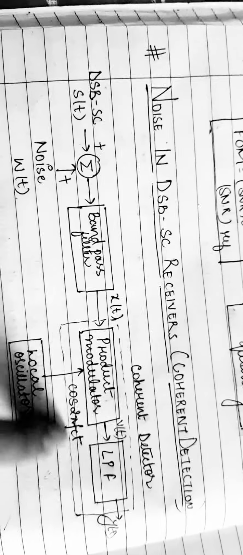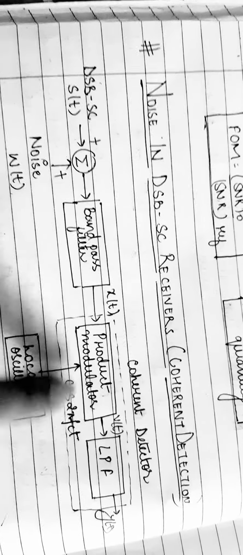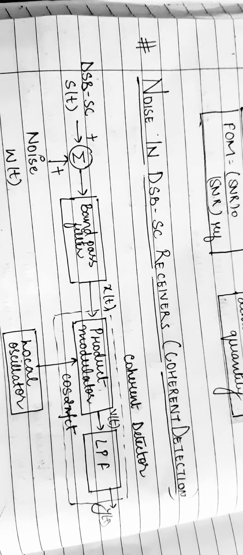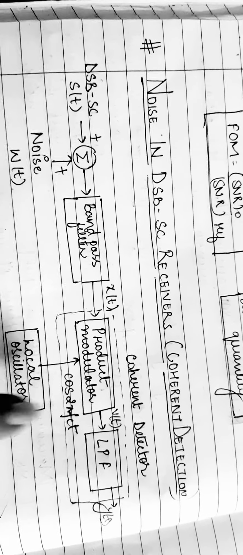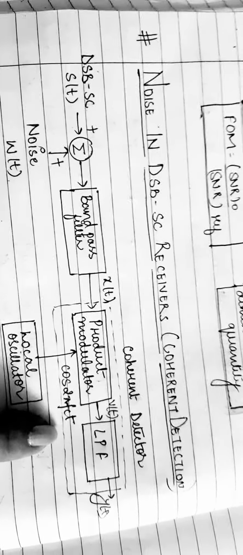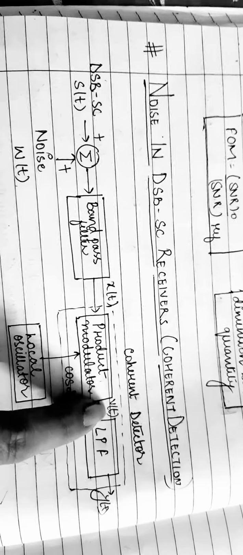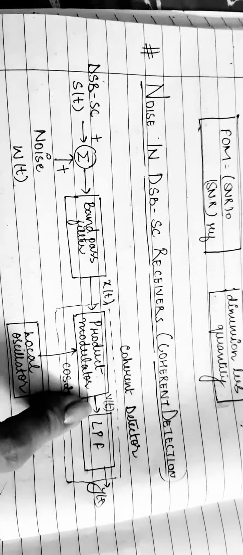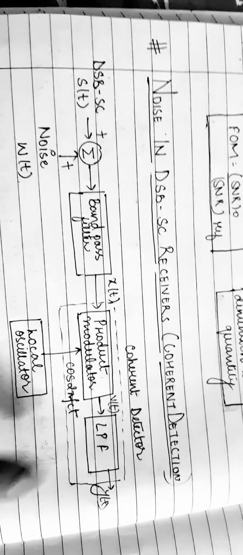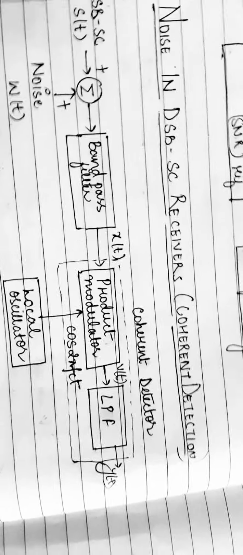Then it is followed by a product modulator having a locally oscillated generator, that is cos 2 pi fc t, and we get the output v(t). After this, it is passed through a low pass filter and we get our output y(t), that is the information bearing signal.